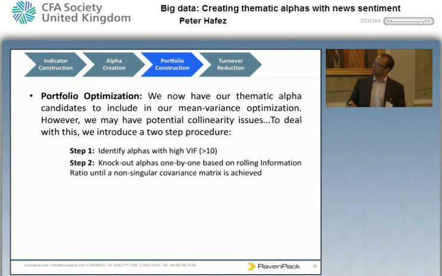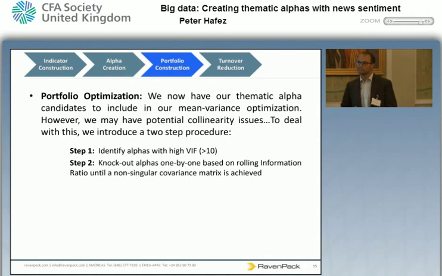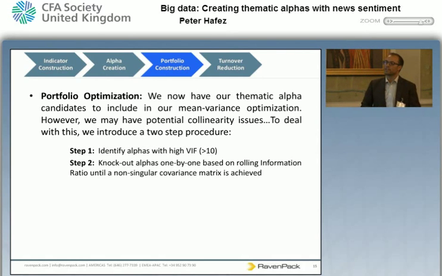But in order to still address the collinearity issues, we apply a two-step procedure. First we identify alphas with high variance inflation factors. We basically just say, let's include all the ones with a value less than 10, which is a typical cutoff point to work with. And let's investigate further the ones above 10.